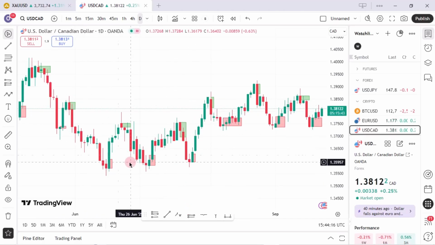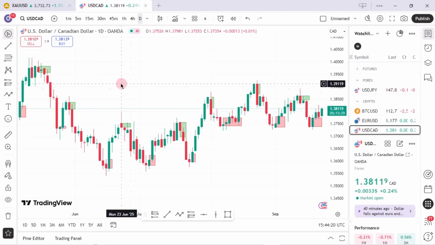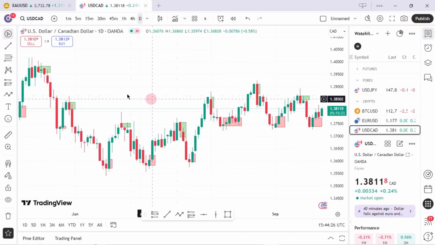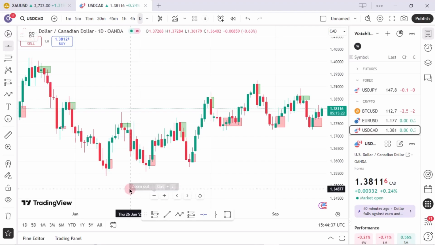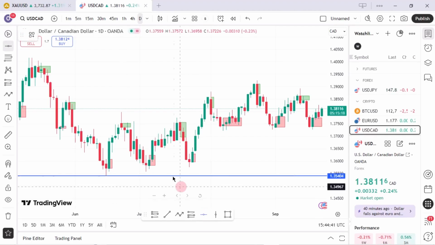So let's quickly dive into how to analyze the market. This is the USD chart here, and this is how to analyze it. First of all, you quickly go to the daily time frame, so 1D, and then you look at your lows and your highs. So let's pick this, and then we pick this line and put it somewhere here to show our low, and then we pick it to show our high here.